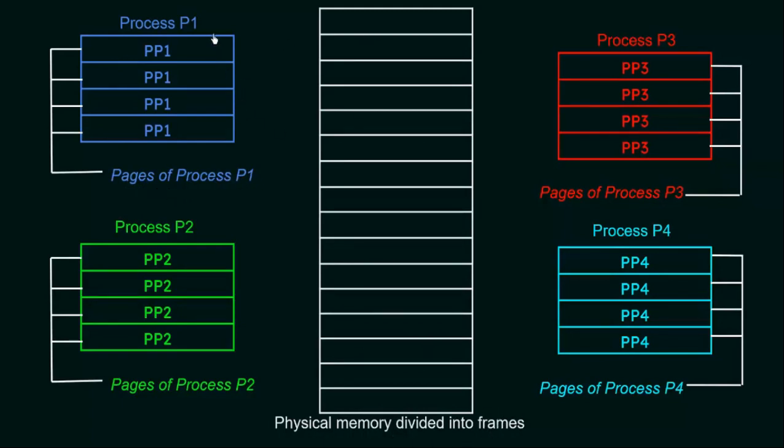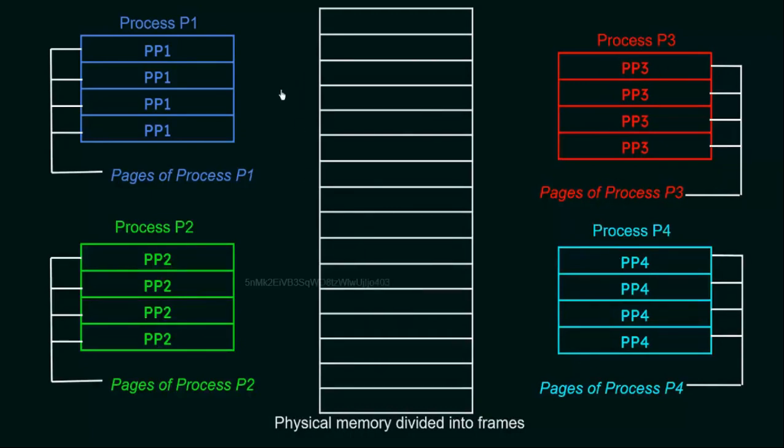And keep in mind that the size of these pages and the size of these frames should be the same. So that is why we said fixed size blocks. Alright, so we do the same for all the processes. Process P2 is divided into its pages. I'm calling it PP2, which stands for page of process P2. So this is the first page, second page, third page and fourth page. And here we have the pages divided for process P3 as well as for process P4.